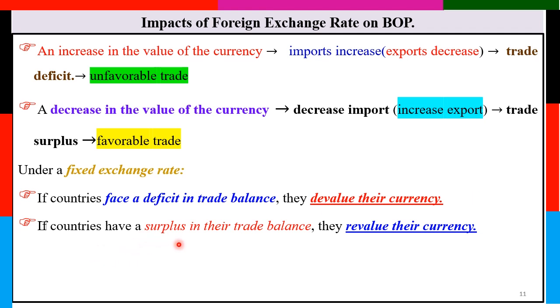If countries have a surplus in their trade balance, they revalue their currencies, again in order to increase the amount of imports. The country may take the measure of revaluing or appreciating the currency. That means the domestic product becomes more expensive for foreigners, and foreigners purchase a small amount of the domestic products.